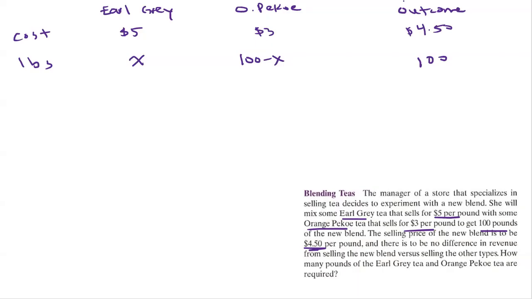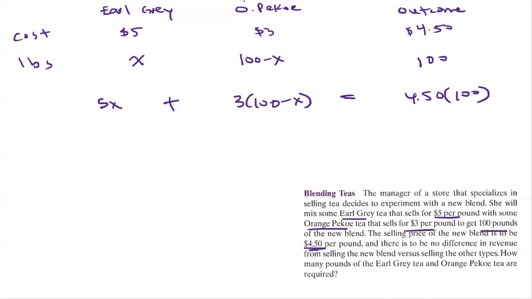Okay. All right. So now let's put this together. So we have 5x, right? 5 times x. Then we have the 3 times 100 minus x. And then we're going to add those because we're combining the Earl Grey and the orange pekoe. That's why we're adding them. And we want an output of 4.50 times 100, okay? All right, and so the rest we just solve.